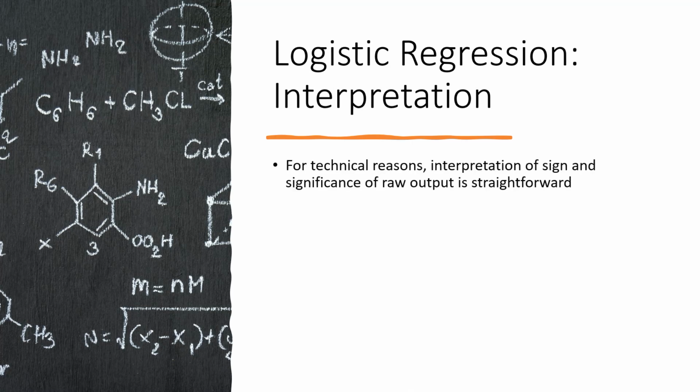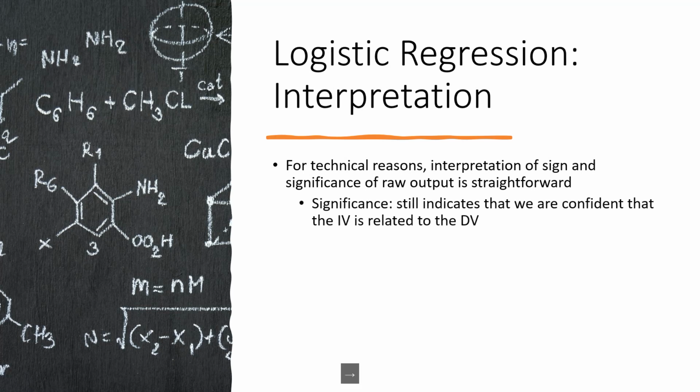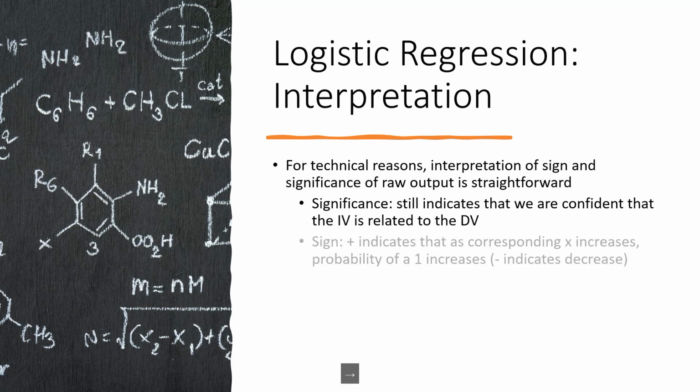For technical reasons, and by technical reasons I mean the monotonically increasing transformation, the interpretation of the sign and significance is actually pretty straightforward. That is, I can read through the output and interpret the sign and significance in a way that I typically would. Significance still indicates whether or not I believe that there's a relationship between the independent variable and dependent variable in the broader population. That is, do I feel that I have evidence that this relationship would be reflected in the broader population? That's where our statistical significance comes into play. And the sign still indicates the direction of the relationship.